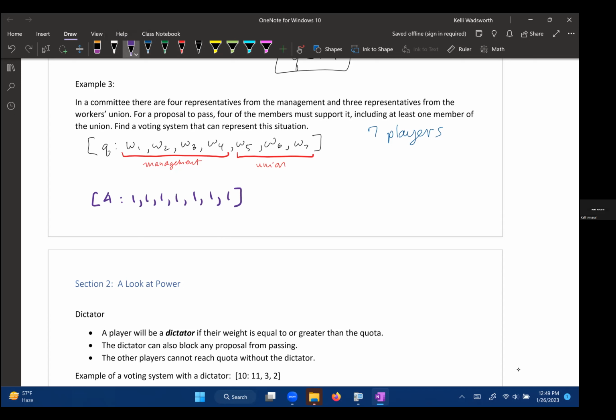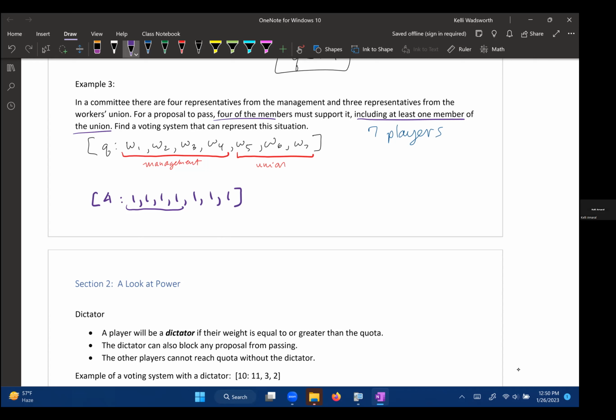However, this does not work because notice that the management can, if they all vote yes, pass it without needing any of the union players to vote, which is a requirement here, right? So it only takes 4 members to pass, but 1 of them has to be from the union. So how can we adjust this system to reflect those requirements?